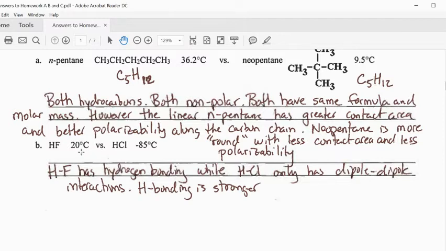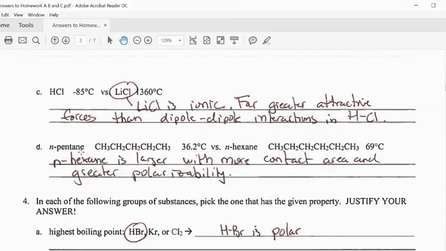HF obviously has a much higher boiling point. It's 105 degrees higher, which means its bonding must be stronger, and HF would have hydrogen bonding. In C, we have HCl versus lithium chloride. Lithium chloride has ionic bonding, far stronger attractions, because it would have strong coulombic forces.